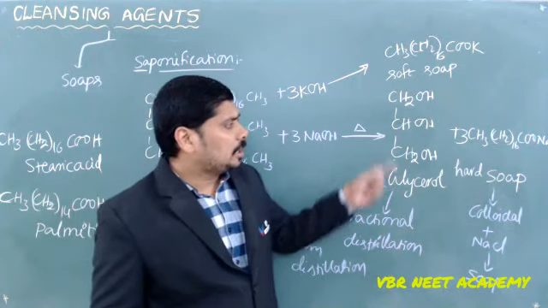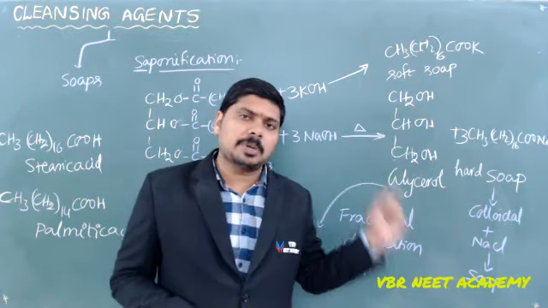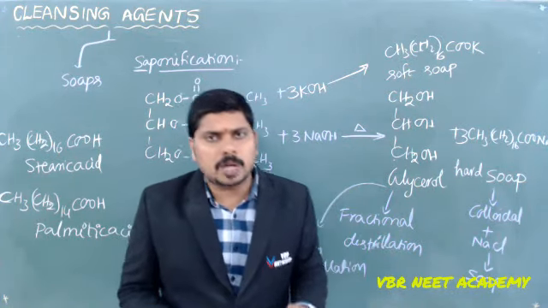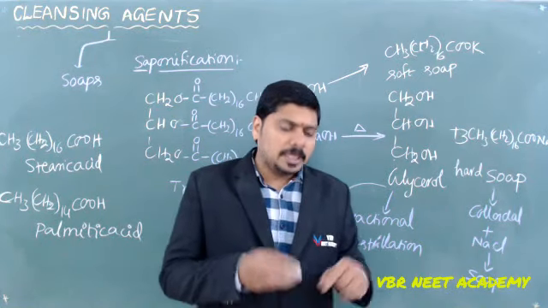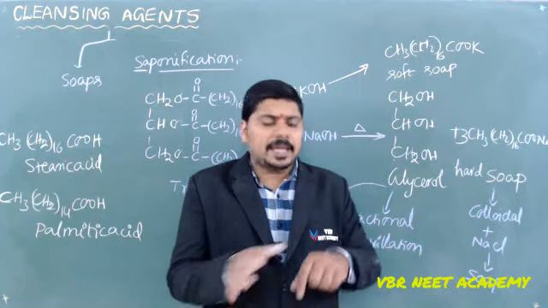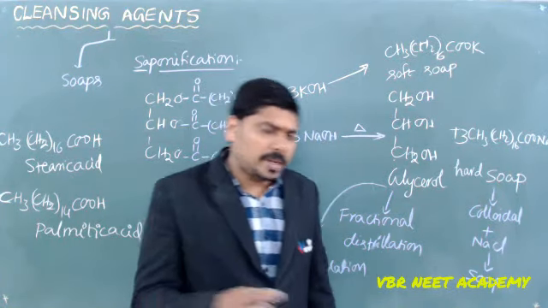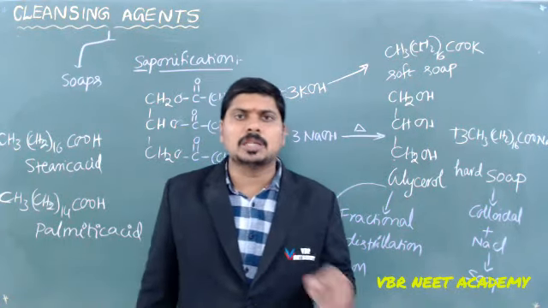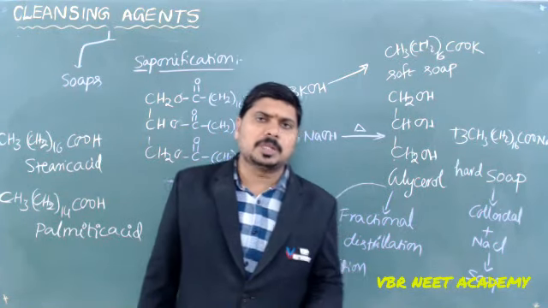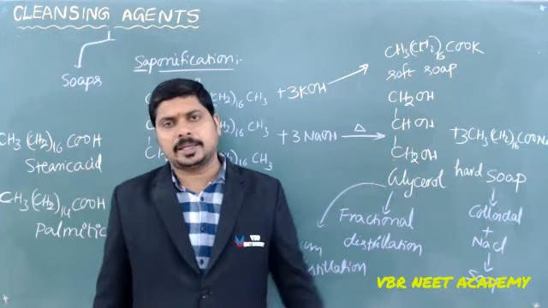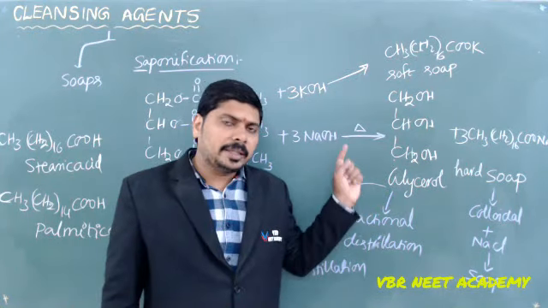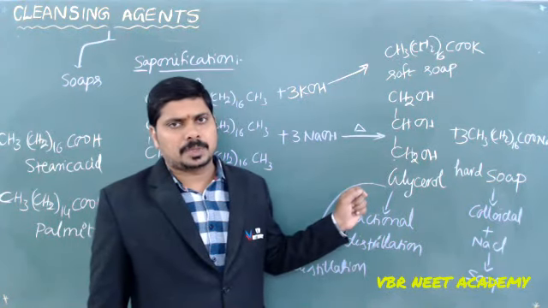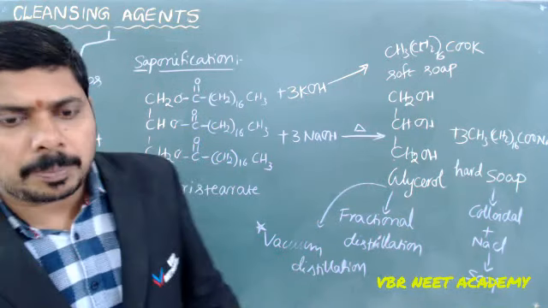It is because if you are making sodium or potassium salt of carboxylic acid, they are going to be soluble in water. That's why they are able to make that particular solution soapy, and they are able to clean the dirt. But when you take calcium or magnesium salts of fatty acids, they are going to be insoluble. They are not going to do any dirt cleaning. That is why you always take either sodium salt or potassium salt of carboxylic acids as soap. Understand? So this is about your soap preparation.